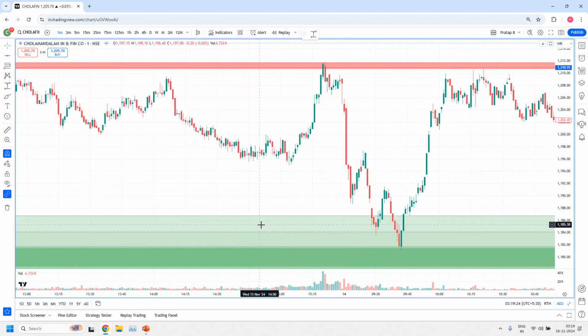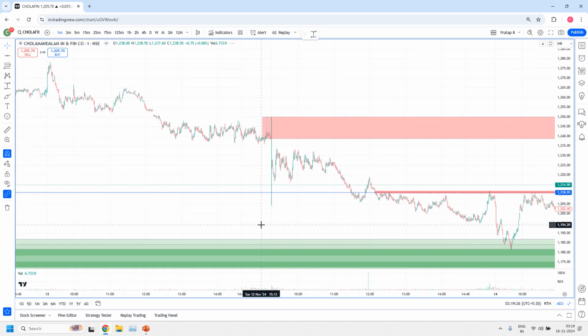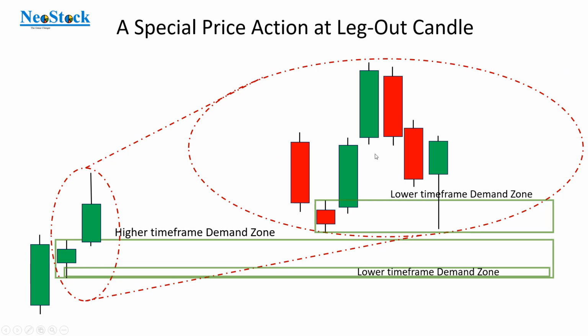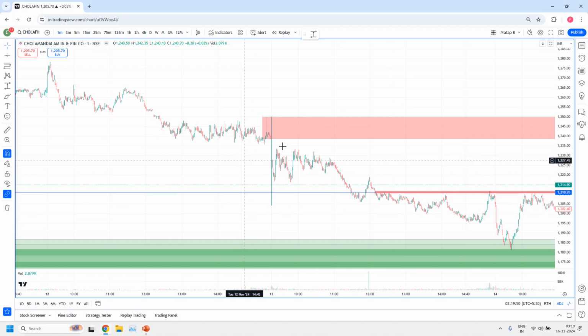And what is the reason behind this? The reason is a special price action in the leg out candle. What is that special price action? This kind of pattern. Prices should go out of the zone, the leg out. In the leg out, prices are moving up, again the leg out is coming down, and again a huge candle. See, this is the example you have seen in this chart.